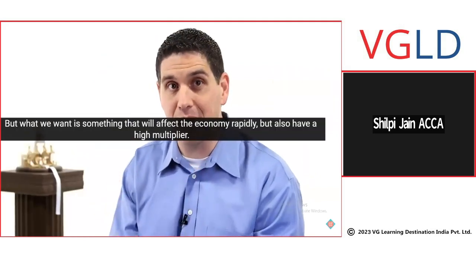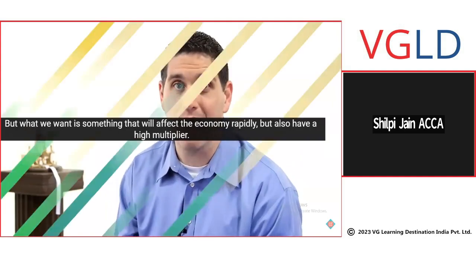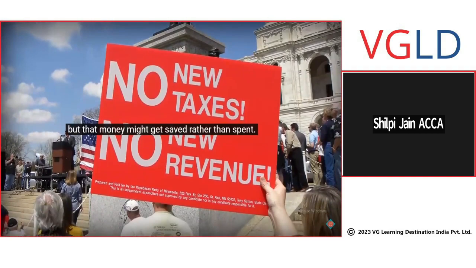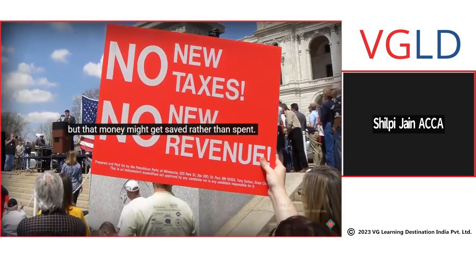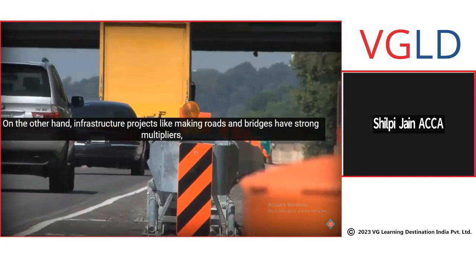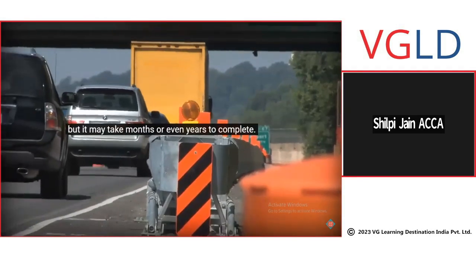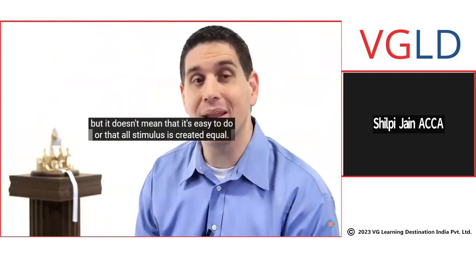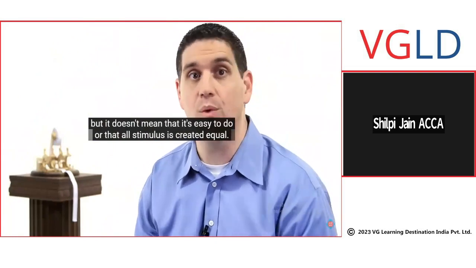But what we want is something that will affect the economy rapidly, but also have a high multiplier. So tax cuts put money in people's hands quickly, but that money might get saved rather than spent. On the other hand, infrastructure projects like making roads and bridges have strong multipliers, but it might take months or even years to complete. So fiscal stimulus may be an important tool, at least when it comes to a recession, but it doesn't mean that it's easy to do or that all stimulus is created equal.